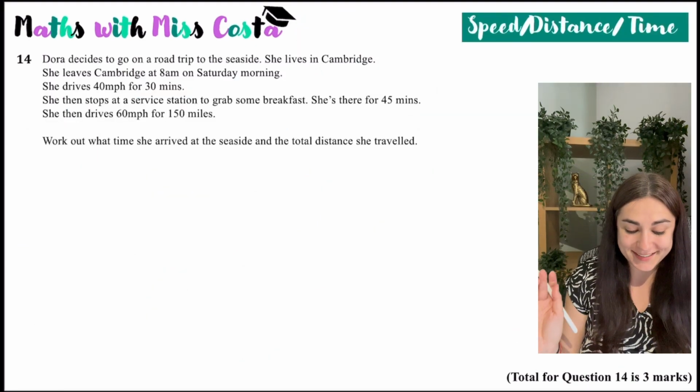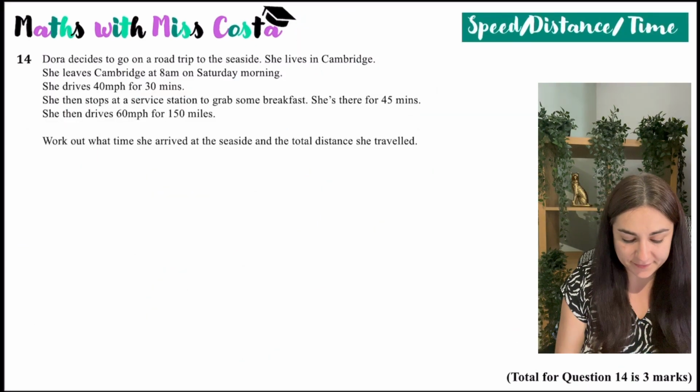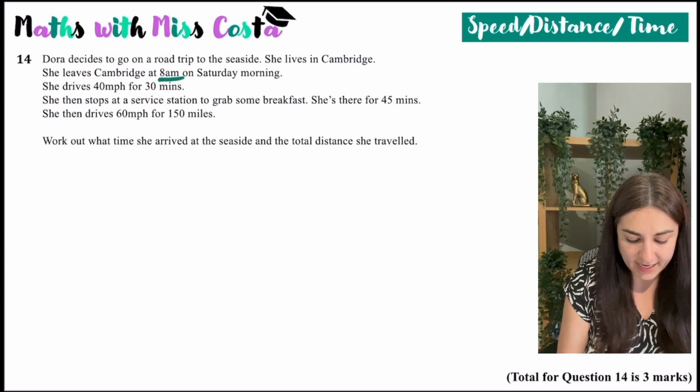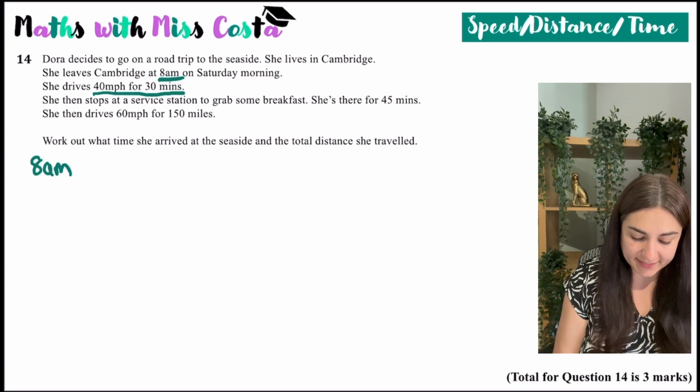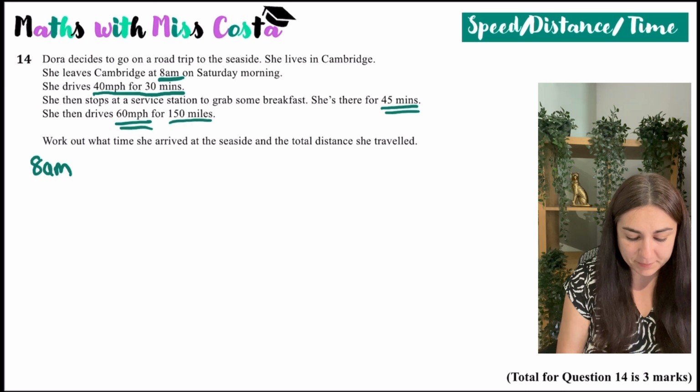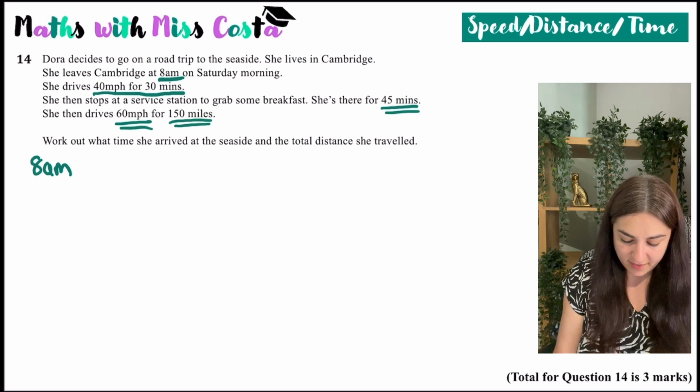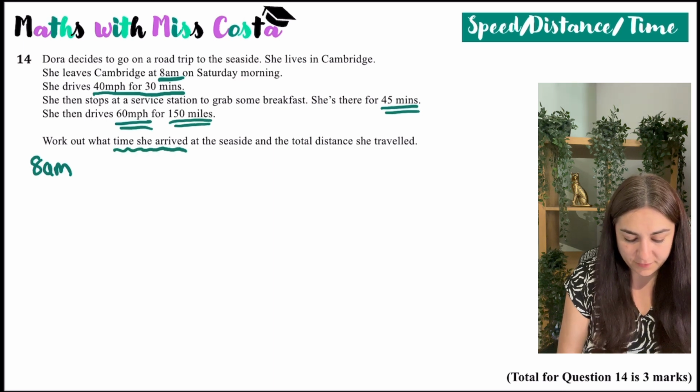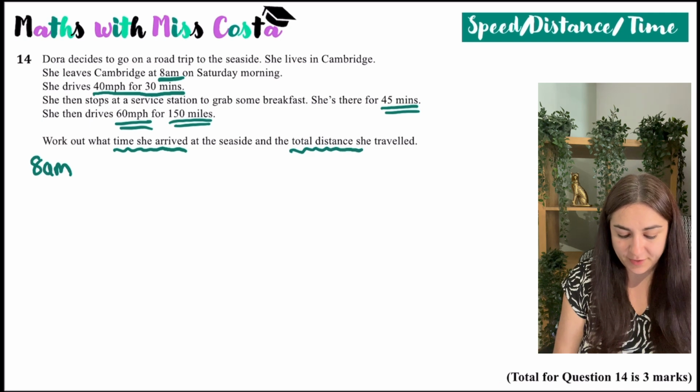Okay, so Dora decides to go on a road trip to the seaside. She lives in Cambridge. She leaves Cambridge at 8 a.m. on the Saturday morning. She drives 40 miles per hour for 30 minutes, stops at a service station to grab some breakfast. She's there for 45 minutes, then drives 60 miles per hour for 150 miles. I need to work out what time she arrived and the total distance she travelled.